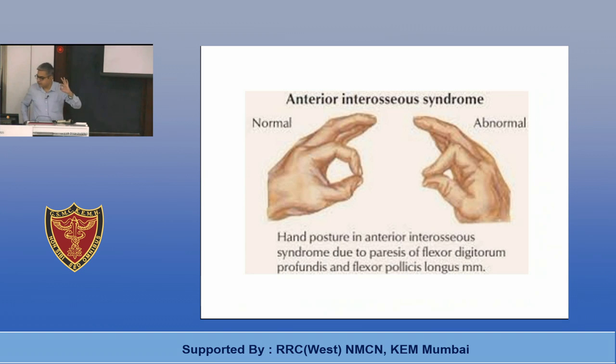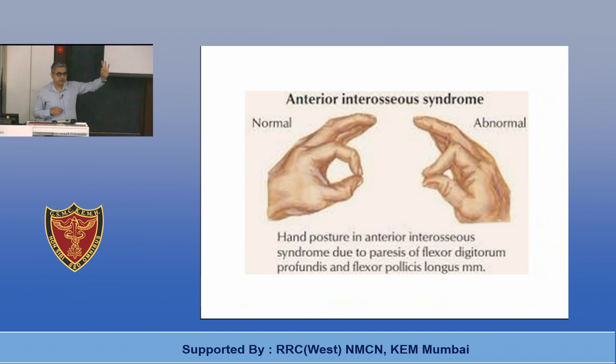Which muscles do the OK sign? The flexion of the terminal phalanx by flexor digitorum profundus, and flexor pollicis longus. By asking the OK sign, we are testing mainly flexor digitorum profundus and flexor pollicis longus. If the anterior interosseous nerve is damaged, these two muscles are paralyzed. The person will make the sign this way, using the adductor pollicis and intrinsic muscles of the hand.